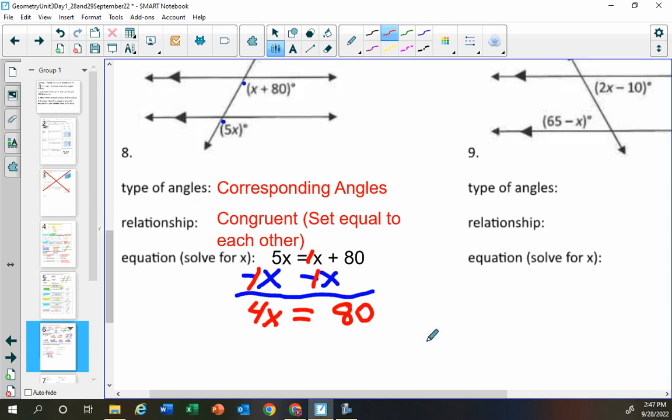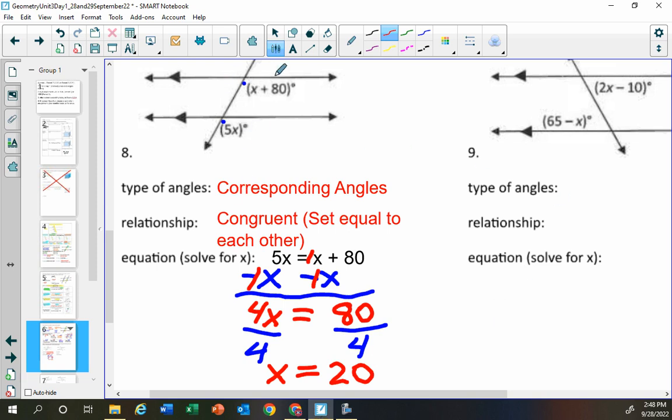And then what's our last step? Divide by 4. That's our goal for these types of problems.